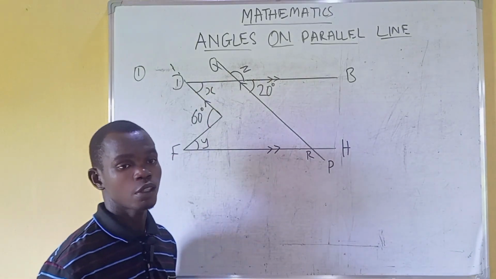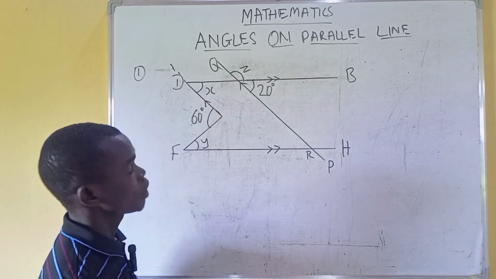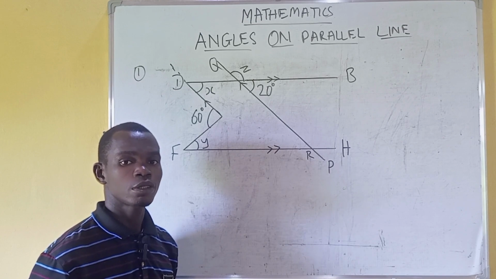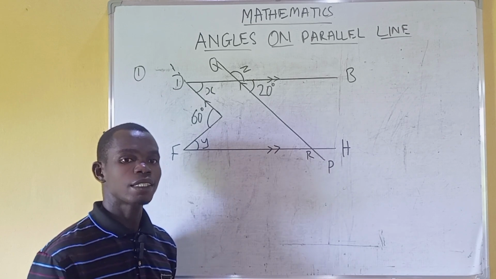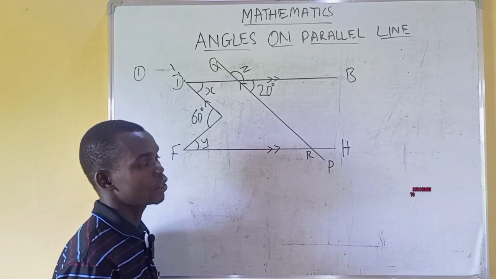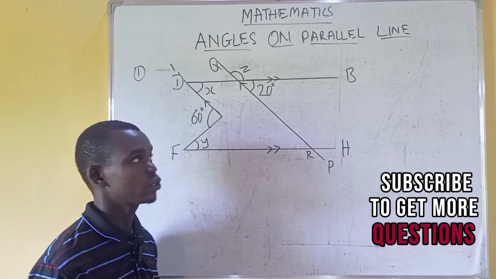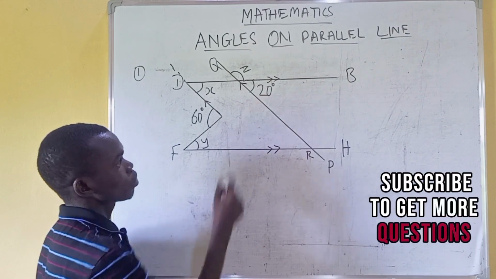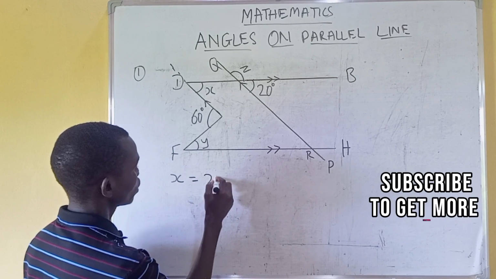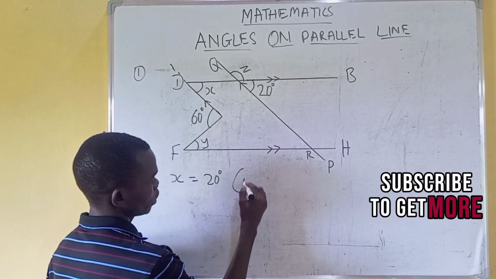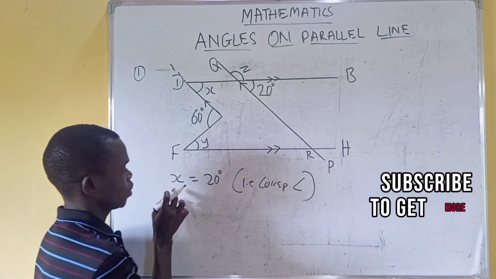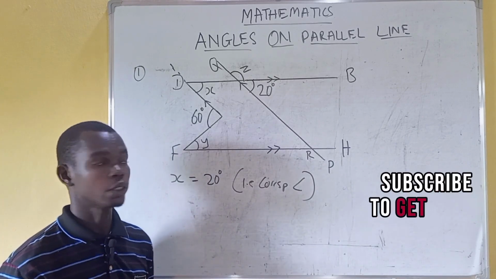And we said that corresponding angles are angles in the same relative position on two lines that are intersected by a third line. To find S, if you look at this, S and 20 degrees are in the same relative position. S will now be equal to 20 degrees. That is a corresponding angle. S is equal to 20 degrees.